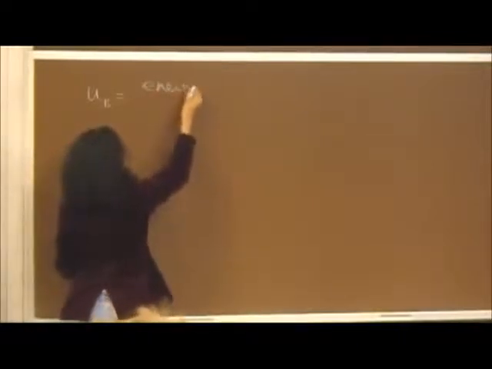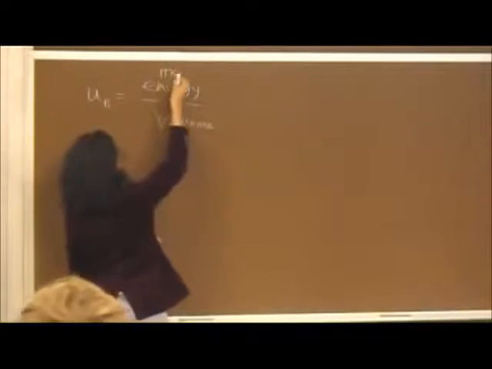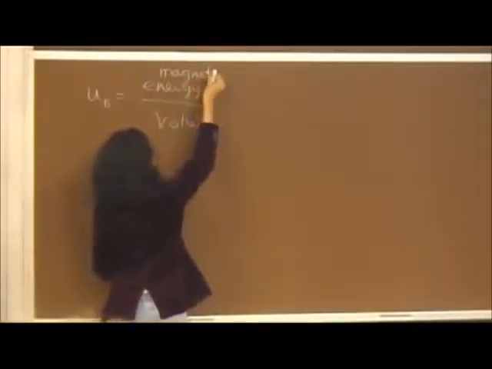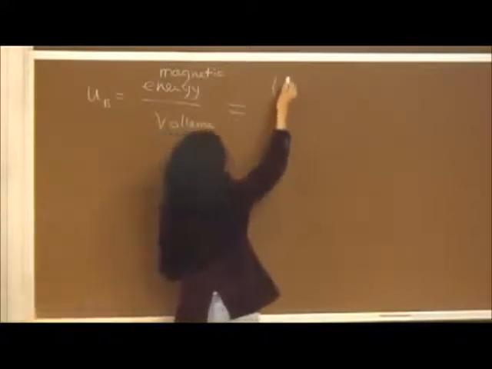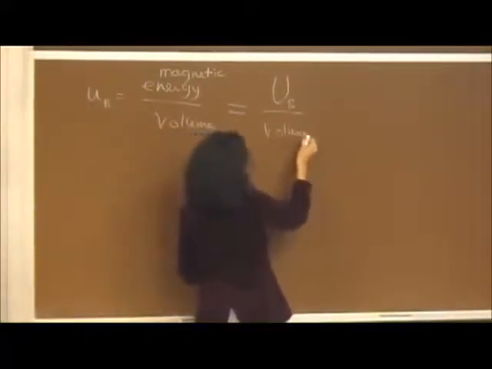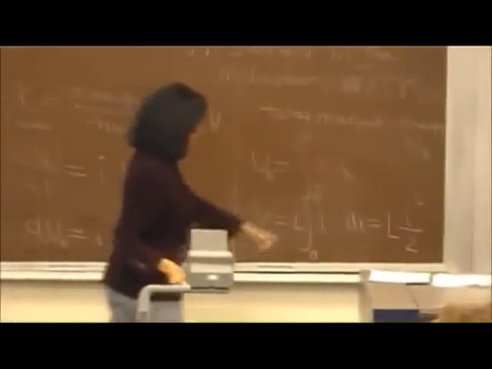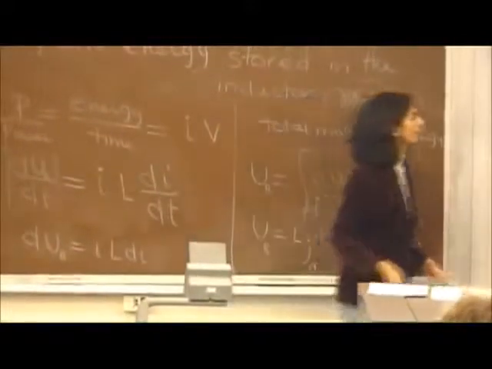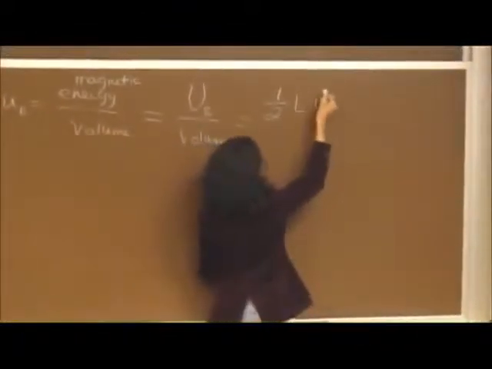what is little u sub B, this is energy per unit volume. This is the magnetic energy per unit volume inside of a coil or an inductor. This will be capital U sub B divided by the volume. Okay, so capital U sub B is this, half L i square. So this is half L i square.